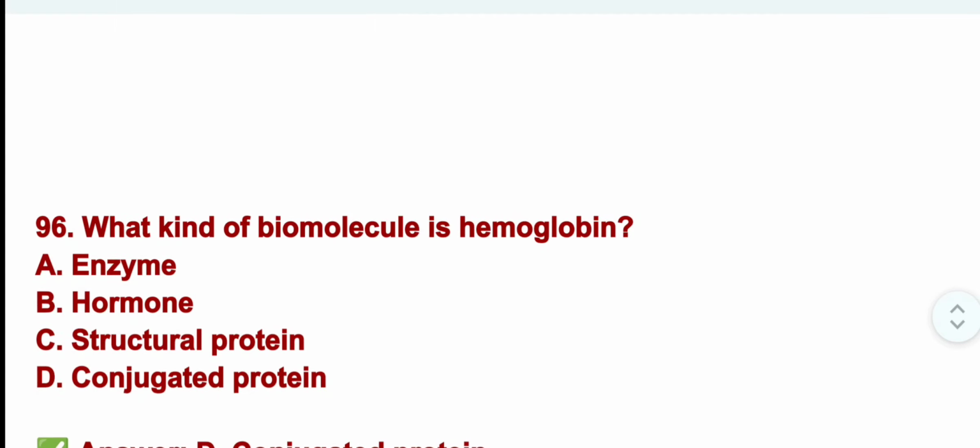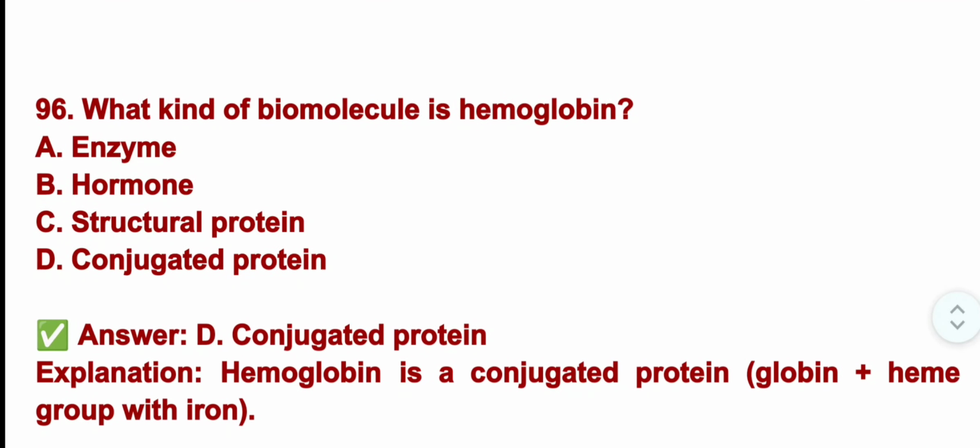Question number 96. What kind of biomolecule is hemoglobin? The correct option is option D, conjugated protein. Hemoglobin is a conjugated protein. It means it is made up of globin plus a heme group with iron.